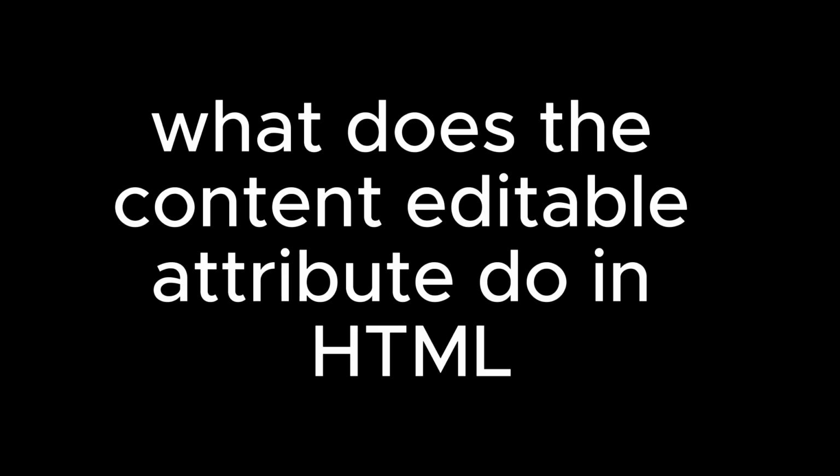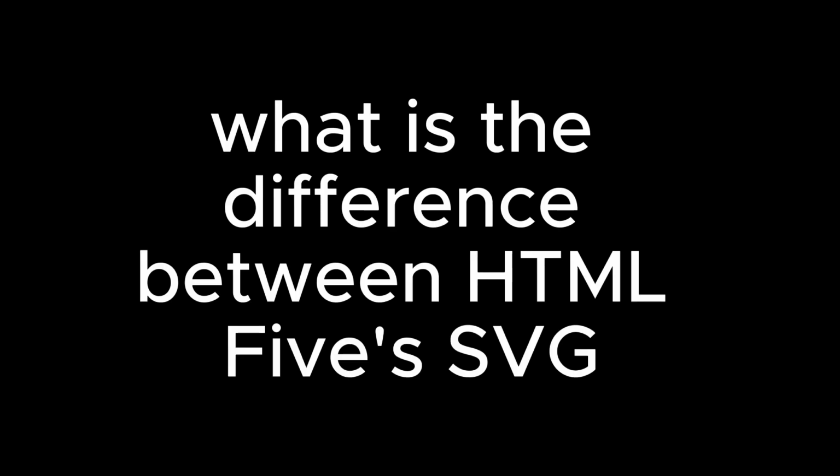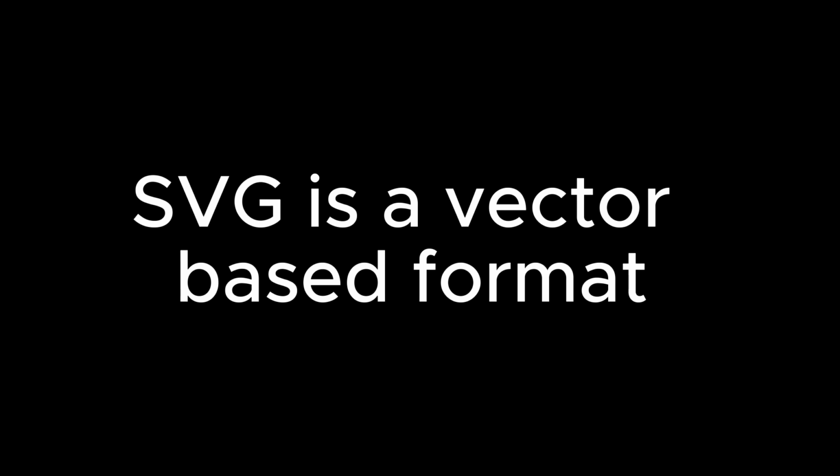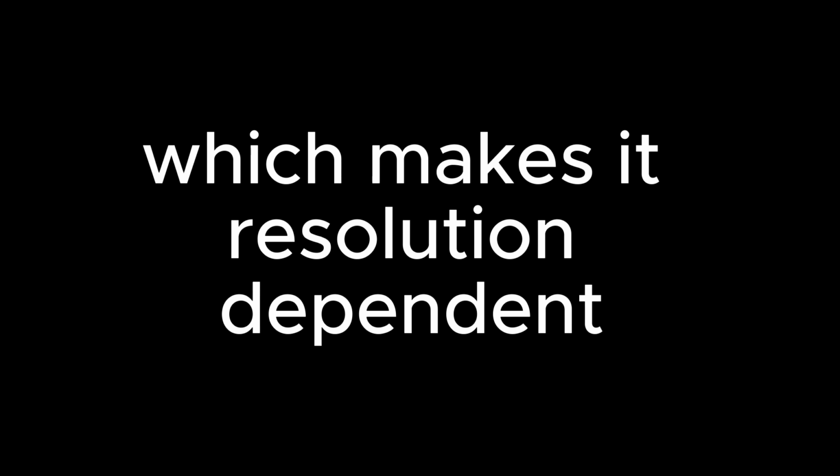Question 66. What does the contenteditable attribute do in HTML? Answer. The contenteditable attribute allows the text within the element to be edited in the browser. Question 67. What is the difference between HTML5's SVG and Canvas elements? Answer. SVG is a vector-based format, which makes it resolution independent. Canvas is raster-based, which makes it resolution dependent.